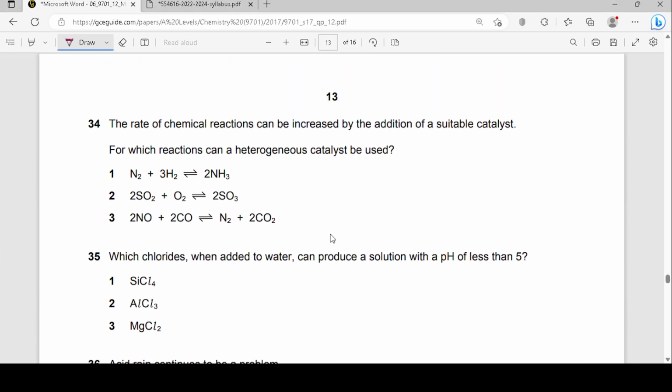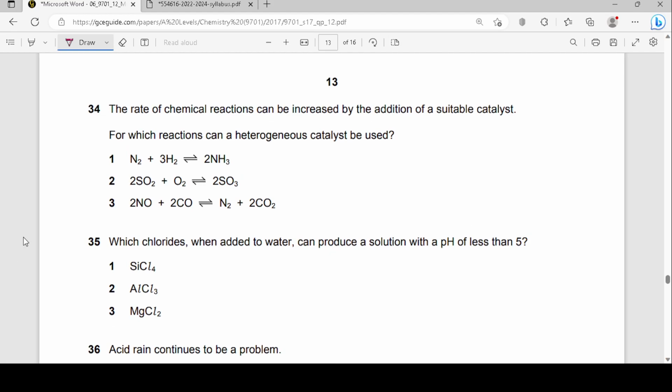The rate of chemical reactions can be increased by the addition of a suitable catalyst. For which reactions can a heterogeneous catalyst be used? The first one is N2 plus 3H2 gives 2NH3. That's the Haber process, and in the Haber process you use an iron catalyst. So this is right. That's a heterogeneous catalyst because these are all gases, whereas iron is a solid. 2SO2 plus O2 gives 2SO3. That's again right, because all of these are gases, whereas vanadium pentoxide, V2O5, the catalyst used, is a solid, to my knowledge at least. So it's also heterogeneous.